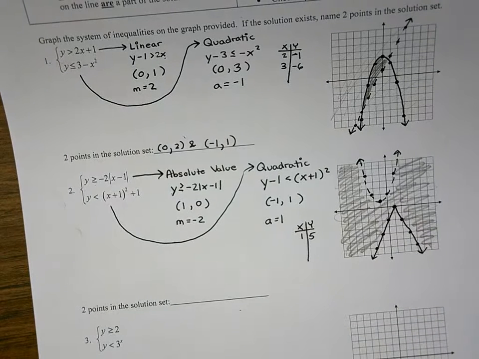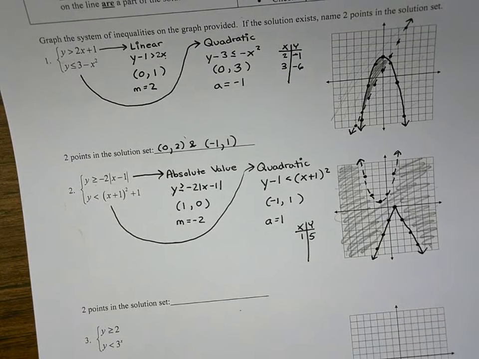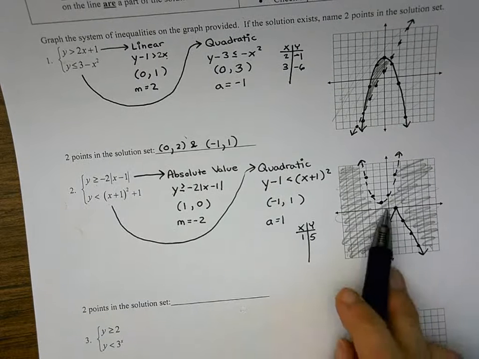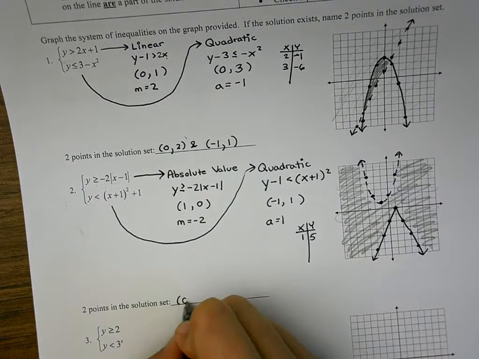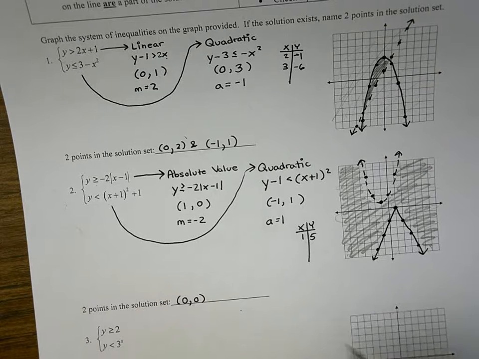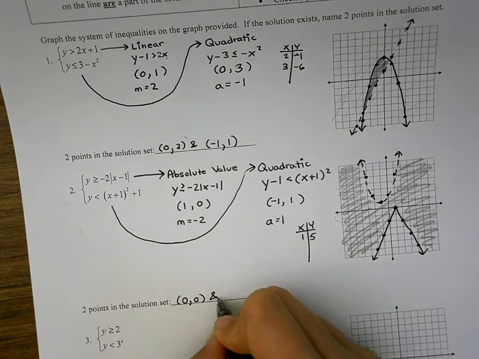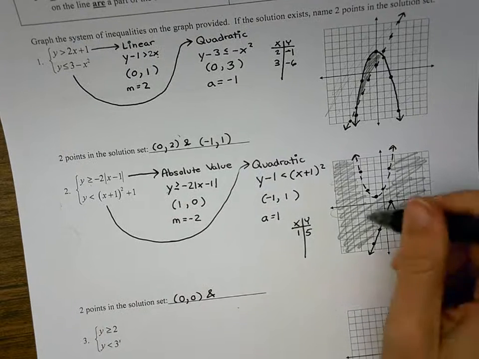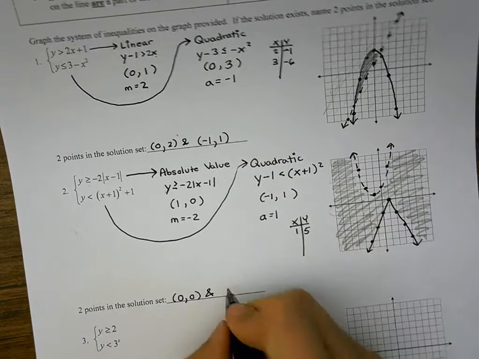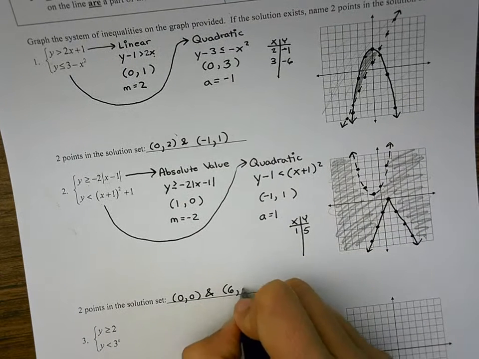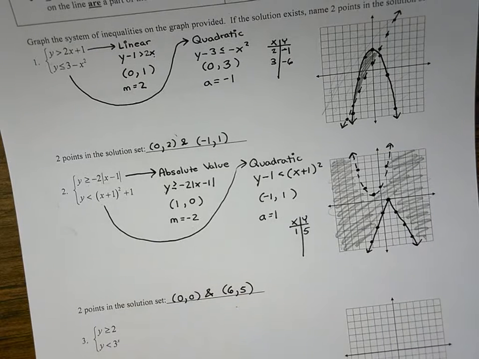Okay. And then what are 2 points in that solution set? Well, you can name any 2 points you want. It does not matter. I notice the origin is in that solution set, so I'm going to go ahead and name 0, 0. And, you know, just for the fun of it, let's go out like 6, 5 or something like that. 6, 5 is also in that shaded region. And then again, you can use them to double check.